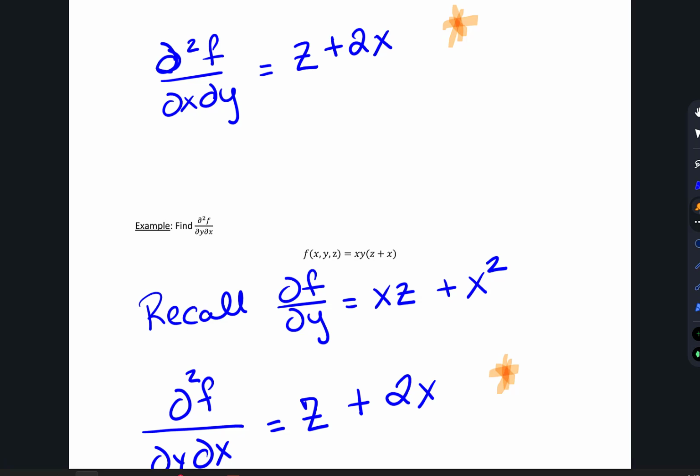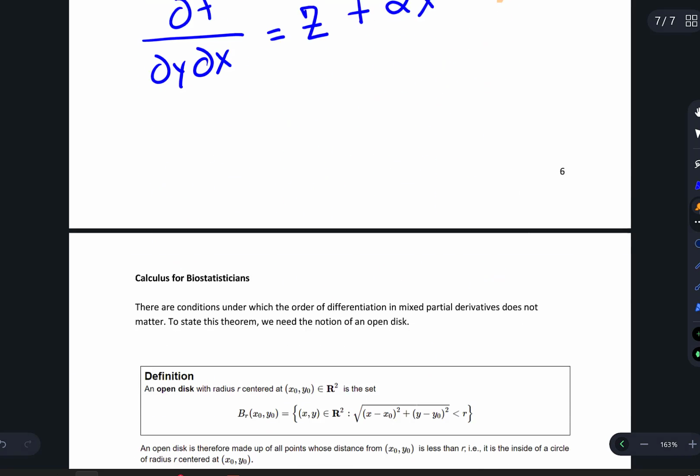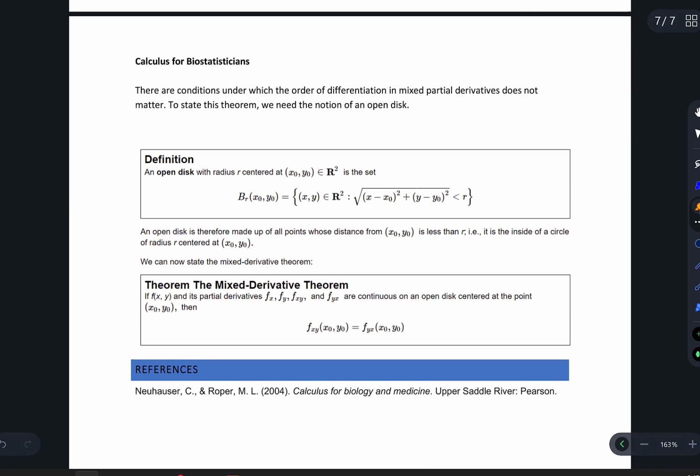So, will this always happen, that we can just reverse the order of the partial derivatives? And the answer is, it happens sometimes. There are conditions under which the order of differentiation in mixed partial derivatives doesn't matter, and we just saw an example of that.